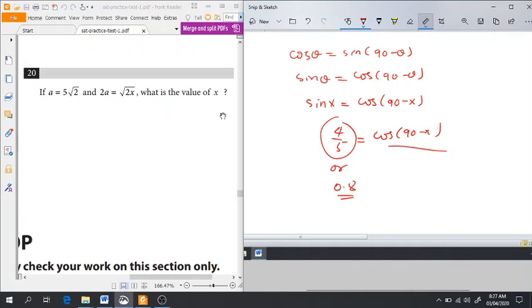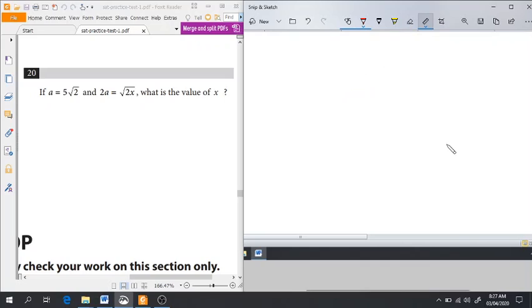Okay, so the last question of this SAT Math 1 test, no calculator section, is: if a is equal to 5 root 2, and 2a is equal to the square root of 2x, what is the value of x? Now substitute the value of a here. 2 times 5 root 2 is equal to root 2x. So this can be written as 10 root 2 is equal to root 2x.